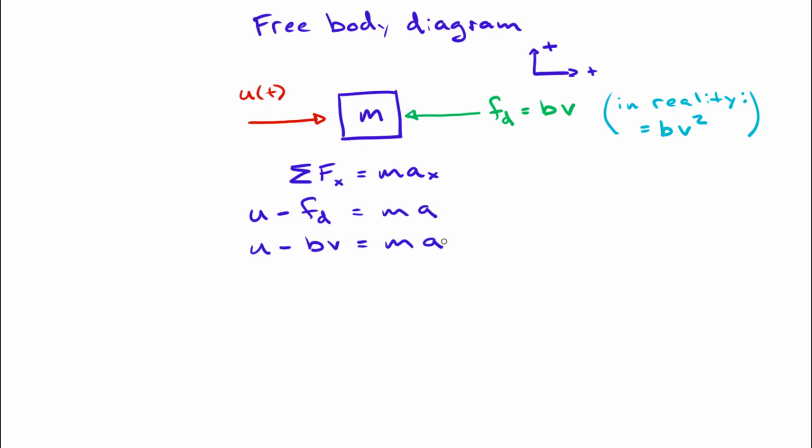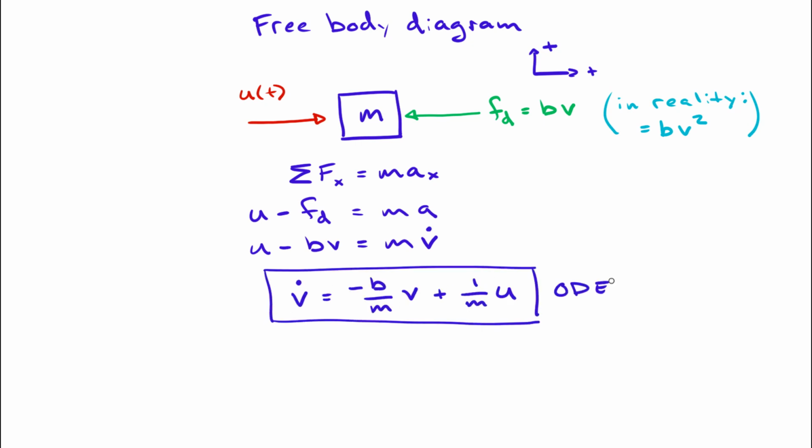However, we need to think about this equation as an input-output relationship where the input is u and the output is the velocity v. Thus, our equation should be in terms of these variables. Making the appropriate substitutions, we arrive at the following ordinary differential equation.